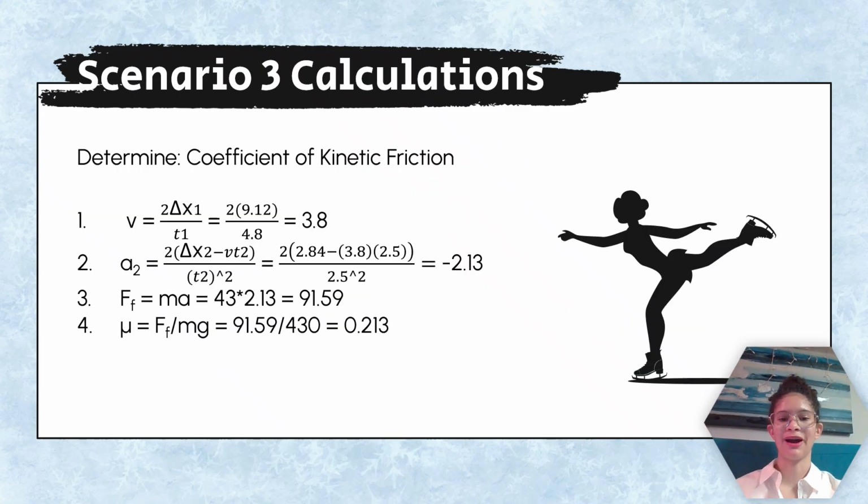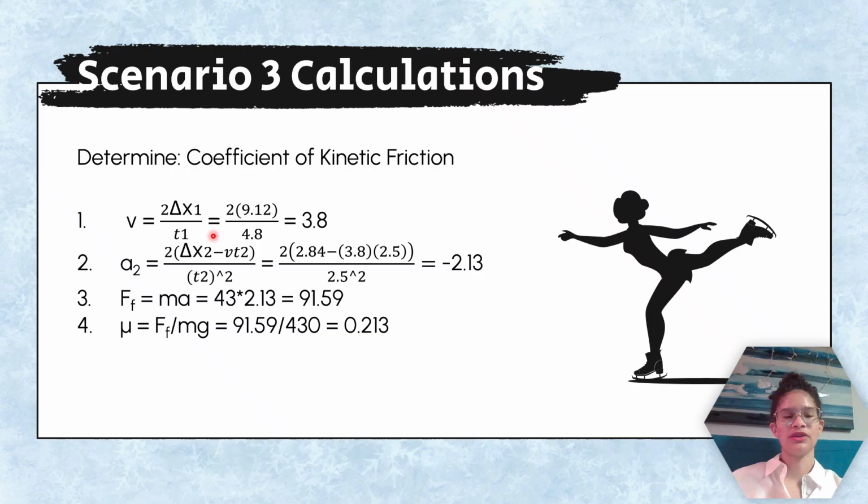And the time has come to calculate. For scenario 3, coefficient of kinetic friction. Our velocity at the end of the first period, beginning of the second period, I'm just going to call it velocity from now on out, will be calculated by 2 times the displacement of the first over the time of the first. And the reason that you're multiplying by 2 is because we're looking for the final velocity, not the average velocity. And so that comes out to 3.8.